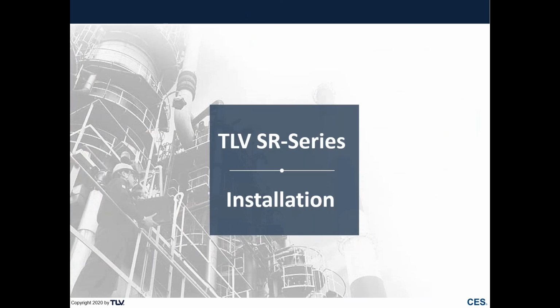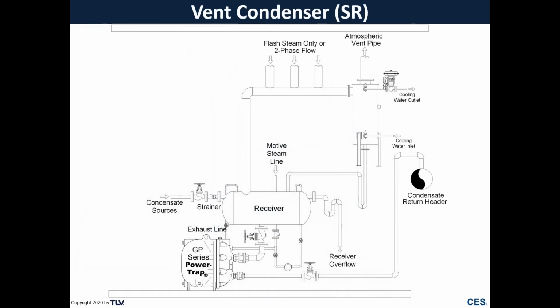So let's look at the installation of an SR series vent condenser, where there's a couple different variations. This is the same installation that we saw in the model on the previous slides, where we're going to bring two-phase condensate and flash steam into a receiver. Condensate will be drained down to our PowerTrap, and the flash steam is going to be sent up the vent and routed to our vent condenser.